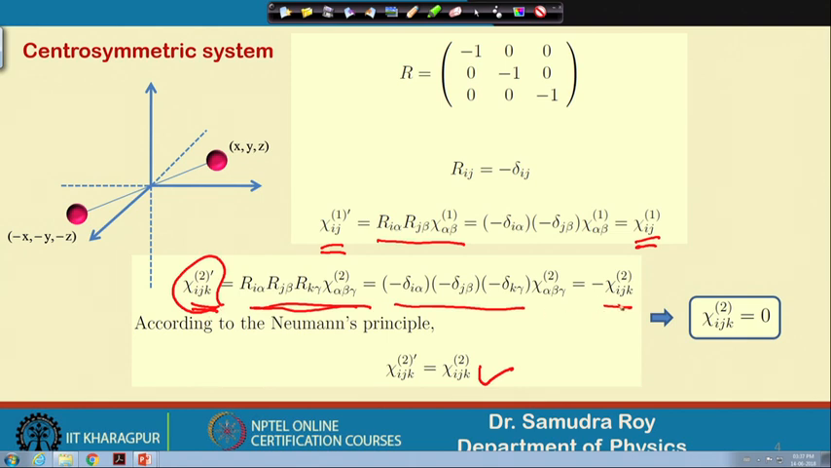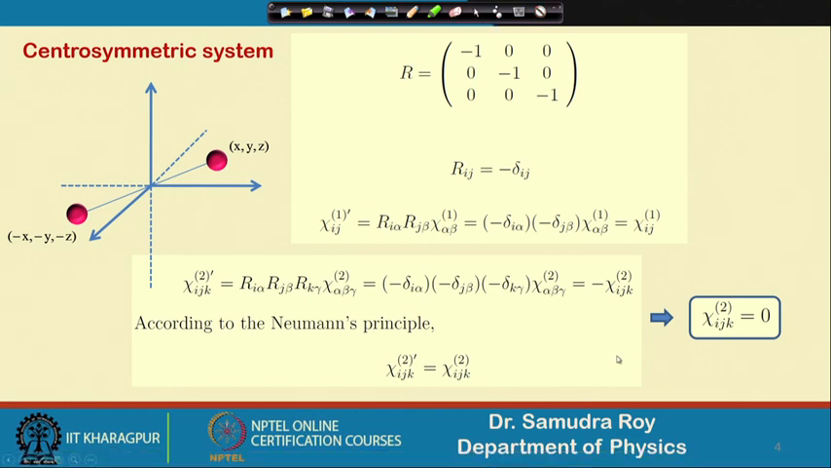So, χ_ijk^(2)' is negative of χ_ijk^(2), but this has to be the same. They are related with a negative sign, that means this quantity is 0. So, the second order susceptibility has to be 0 to satisfy this particular symmetry operation according to Neumann's principle. What is Neumann's principle was also discussed in this course in some previous classes.